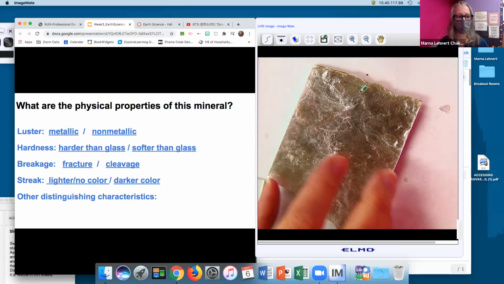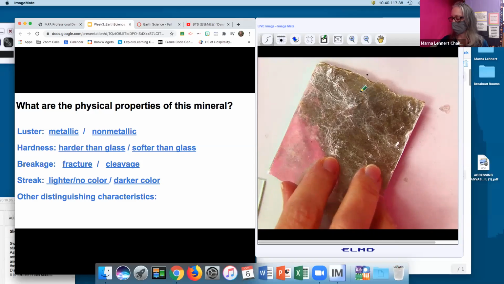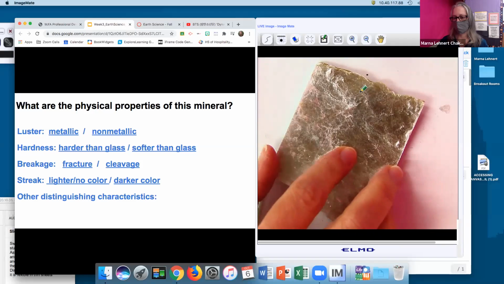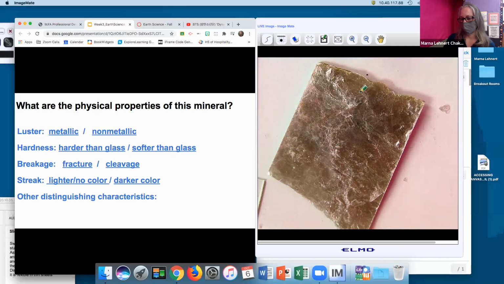We're going to identify the physical properties of the mineral first. And then we're going to use our Earth Science reference tables to try and figure out what mineral it is. And then you're going to be able to do that, not with actual minerals, but with a practice worksheet, okay?